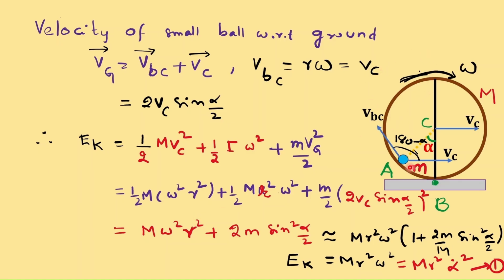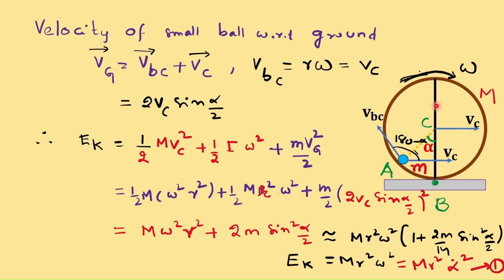Here you see this system. This is the hoop of mass capital M and this is the small ball of mass small m attached to this hoop. The line joining the center of mass and this ball makes an angle alpha with this vertical line. This hoop is translating with the velocity Vc and rotating with omega, and its rolling is pure rolling without slipping.